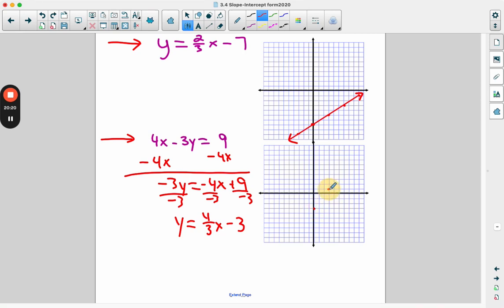Up 4, right 3, up 4, right 3, up 4, right 3. I think I missed that one. 1, 2, 3, that was up 4, right 3. And then we draw the line that goes through all of those points. Hopefully your graph matches that one.